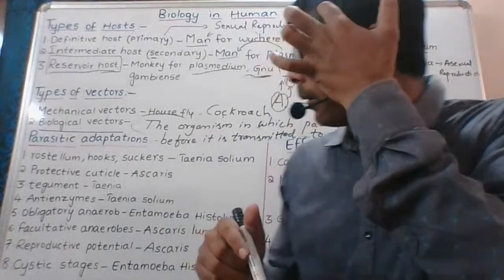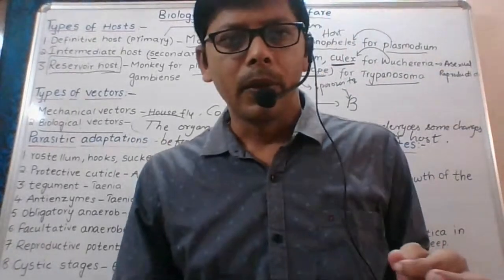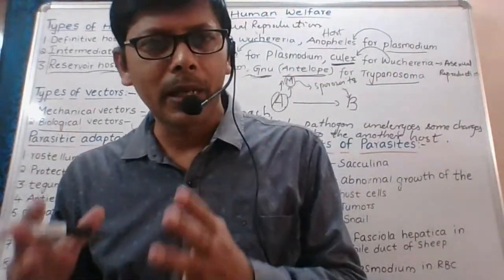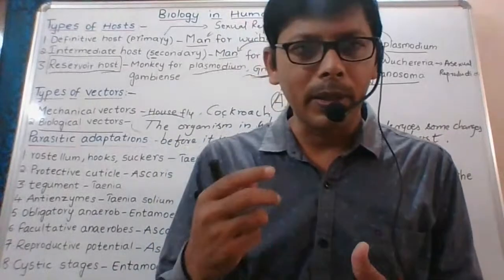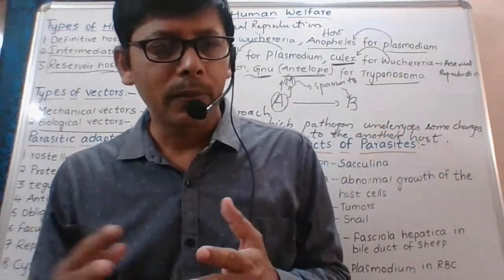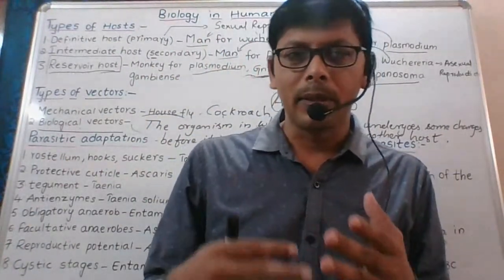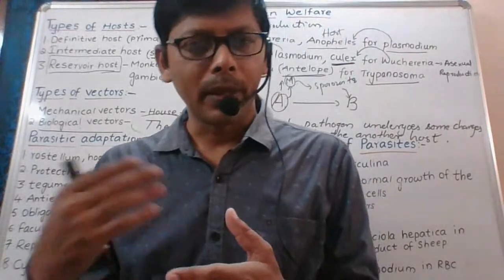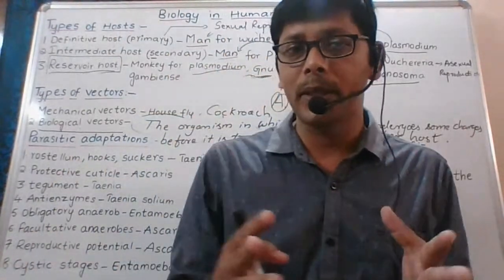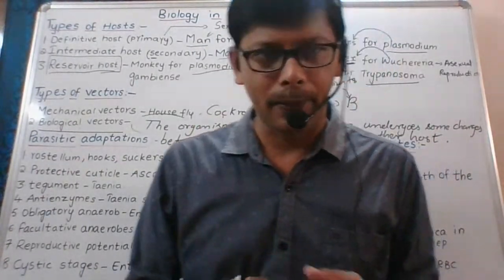Okay, right. Next one, parasitic adaptations. Every organism, in order to survive in the habitat in which it lives, whether it is an aquatic habitat, earlier we learned some habitats in the beginning topic. On the fourth day of our introduction classes, we learned different types of habitat. One is the aquatic habitat, the main habitat. The other habitat is the terrestrial habitat.